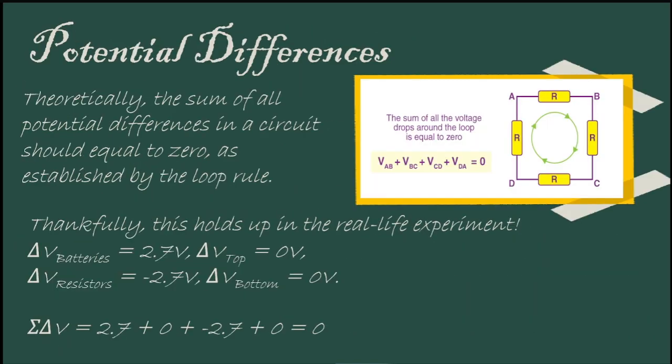Potential differences. Theoretically, the sum of all potential differences in a circuit should be equal to zero, as established by the loop rule. Thankfully, this holds up in the real-life experiment. 2.7 plus 0 minus 2.7 plus 0 is equal to 0.